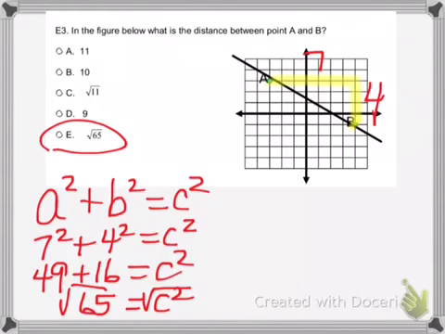Number 3, in the figure, what is the distance between point A and point B? So what I did was I drew a line connecting points A and B. I used a highlighter to highlight the rise and the run, and I counted 4 blocks rise and 7 blocks run. And then I used the Pythagorean theorem to find the hypotenuse. A squared plus B squared equals C squared, and substituted in 7 and 4 for the legs A and B, and worked it out and got the square root of 65 as the distance.